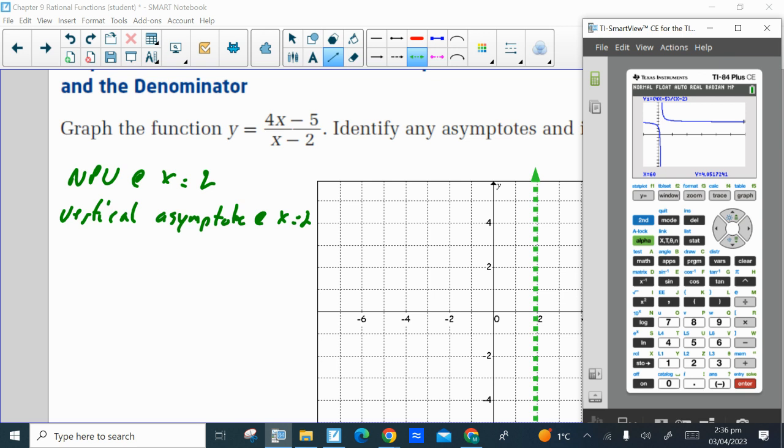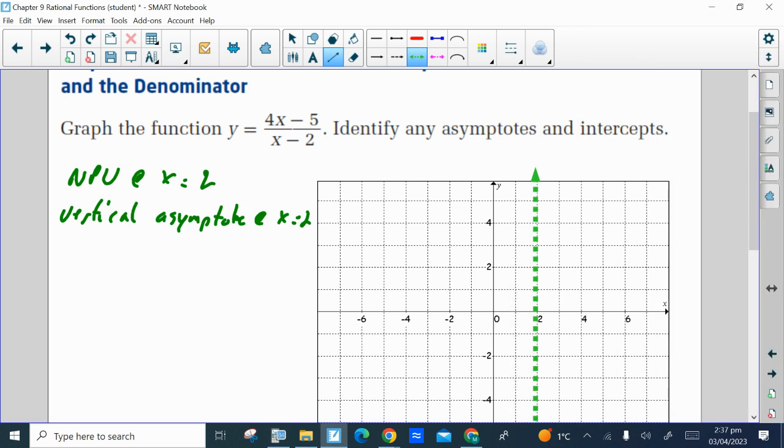60, closer to 4, but still above it. And if I did it on the other side of my asymptote, so I would choose values of x less than 2 and keep getting smaller and smaller, you would see the same thing, that the graph would approach a value of 4. So that is the horizontal asymptote. A horizontal asymptote is at 4.